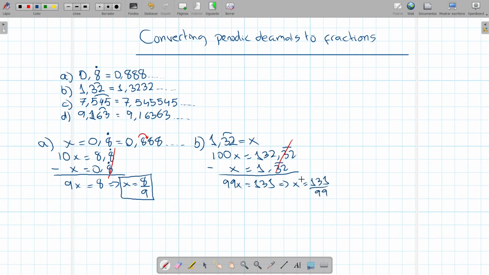Always check if you can simplify this fraction, but 99 can be divided by 3 and by 11, and 131 can't. So that's as simplified as you can get.